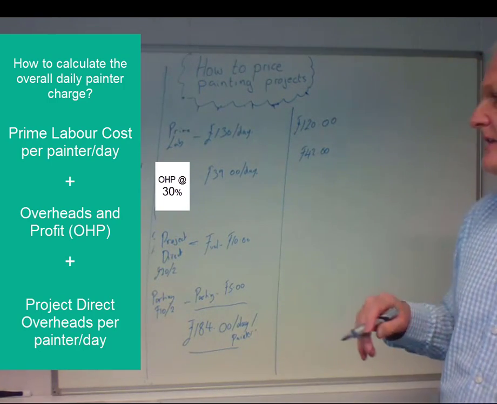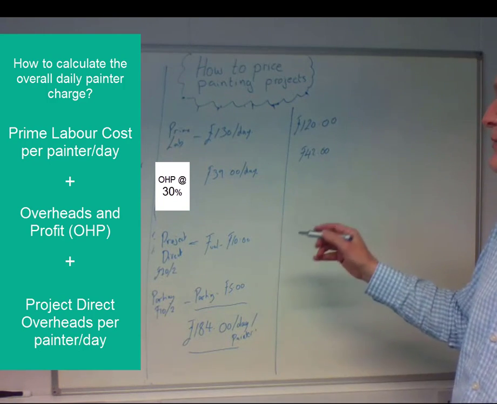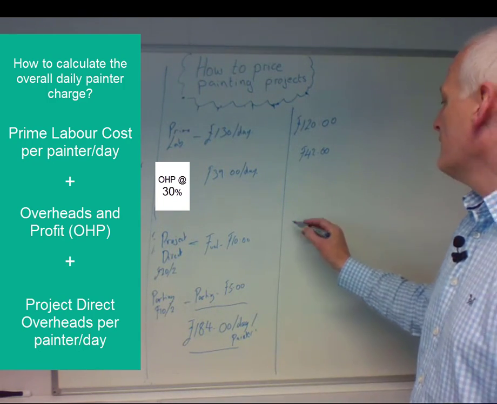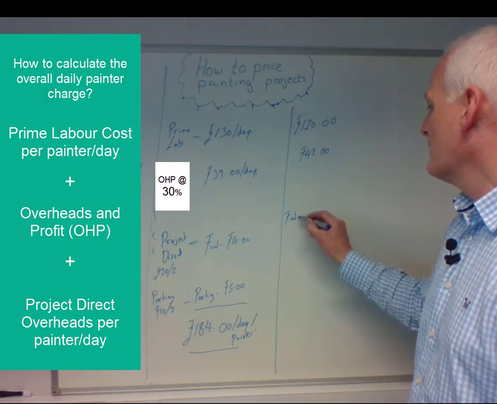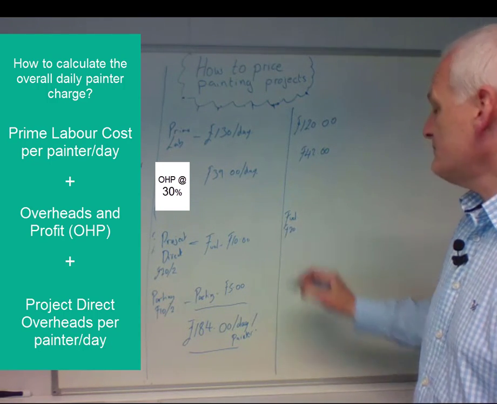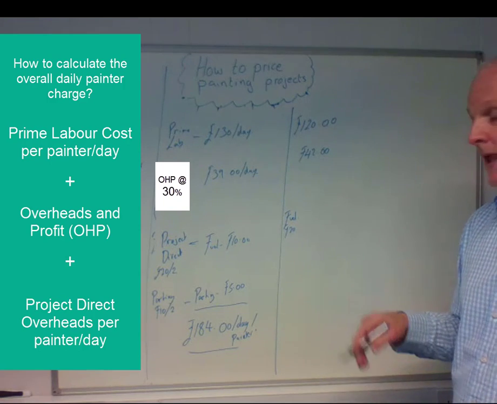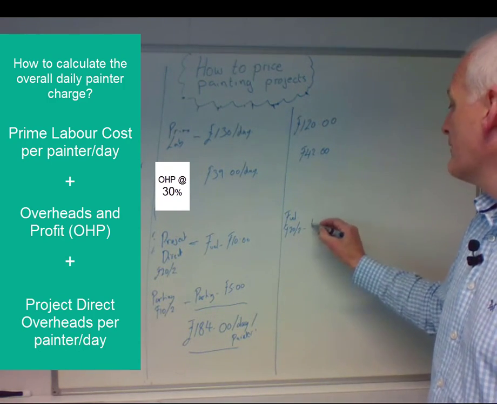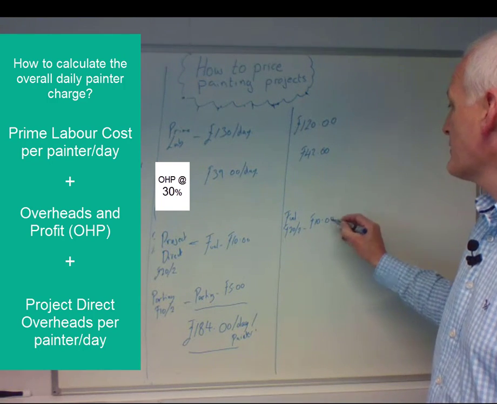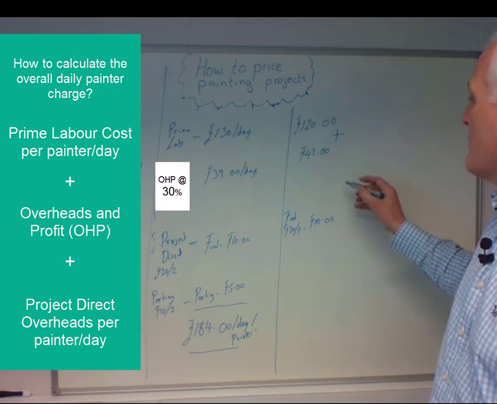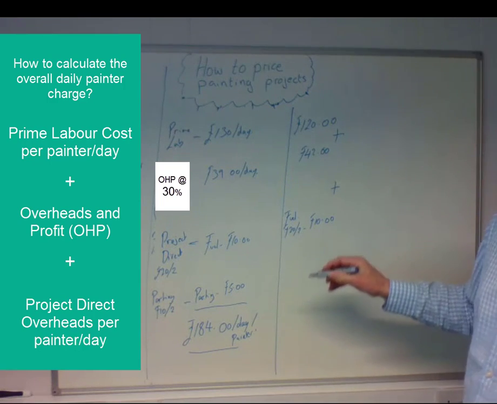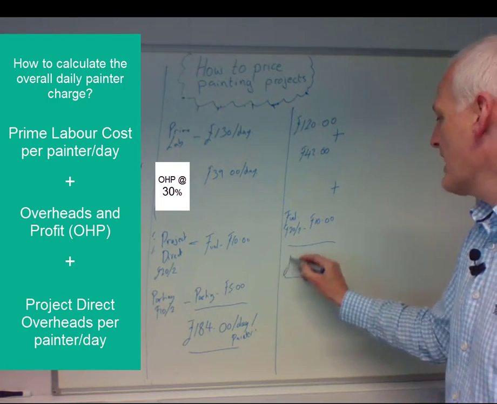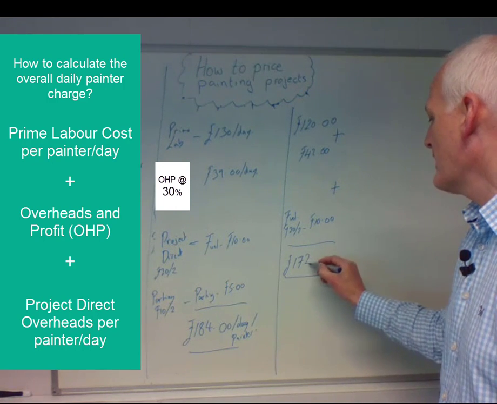Let's look at the project direct overhead cost for this one. Free on-site parking, but I've got to put fuel in the vehicle. So let's say I'm going to put £20 again in the vehicle for fuel. Let's assume 2 operatives in that vehicle, so divide that by 2. So I need a fuel allowance of £10. So my overall daily painter charge that I would need to use on this project would be 120 plus 42 plus 10, which is £172 per day.